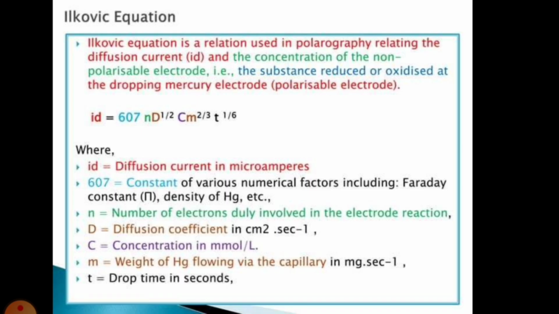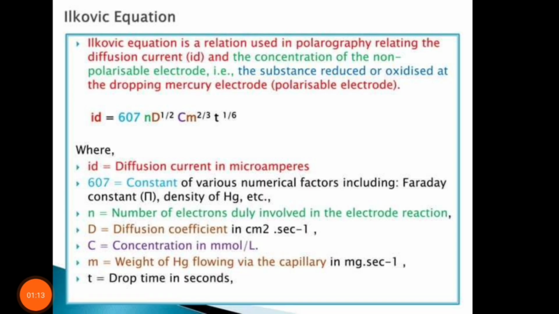The equation for the current is i_d = 607 n D^(1/2) C m^(2/3) t^(1/6), where i_d is the diffusion current in microamperes, and 607 is a constant of various numerical factors including the Faraday constant and density of Hg. n is the number of electrons involved in the electrode reaction, and D is the diffusion coefficient in cm² s⁻¹.